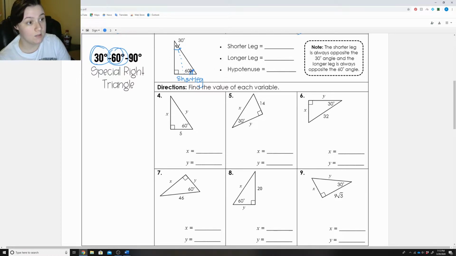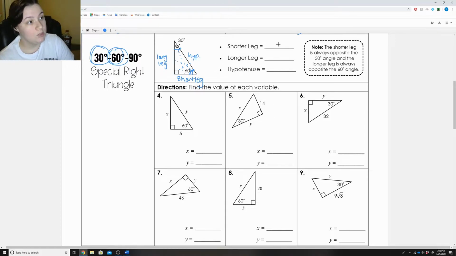We have the 60-degree angle. Across from it, the side that doesn't touch it, so this side, is going to be the longer leg. And then again, across from the right angle is always going to be the hypotenuse, no matter what triangle you're looking at, as long as it's a right triangle.